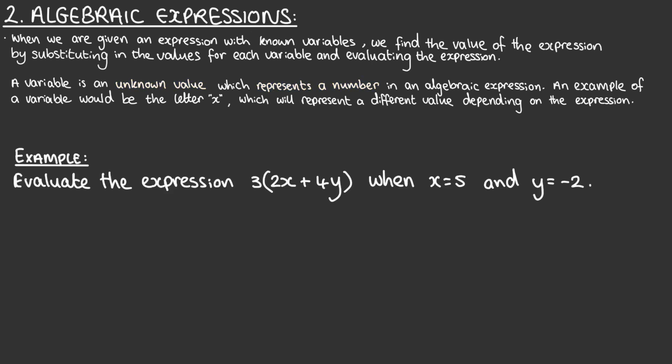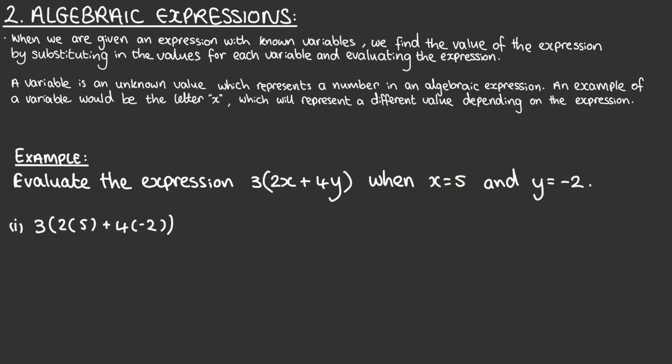So for the first example, we are asked to evaluate the expression 3 multiplied by 2x plus 4y when x is equal to 5 and y is equal to minus 2. So in this case, our known variables are x and y, since the values of both x and y are given in the example. So we must substitute in the values for each variable and evaluate the expression.